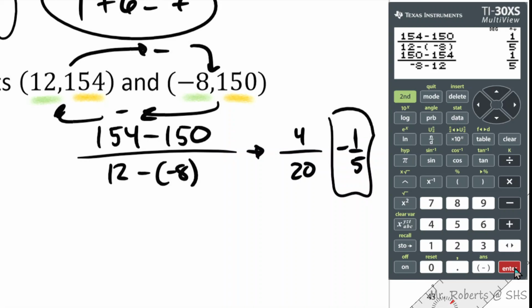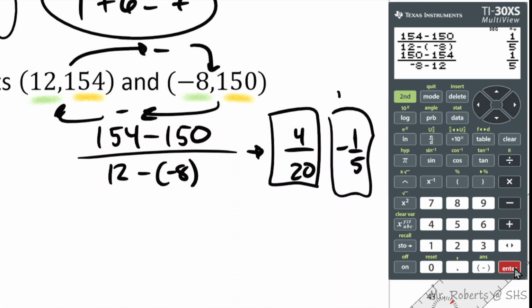I get positive 1/5. My calculator is hollering positive 1/5, and I'm ignoring it because I boxed negative 1/5. Hey, 4 divided by 20 is positive 1/5, right? 4 over 20 is 1/5. My calculator said 1/5 and 1/5. But look at what I've written.